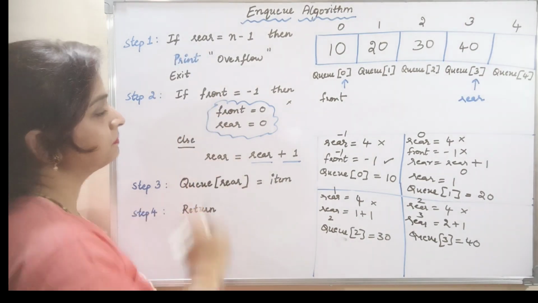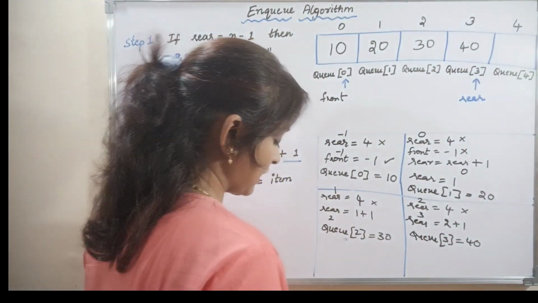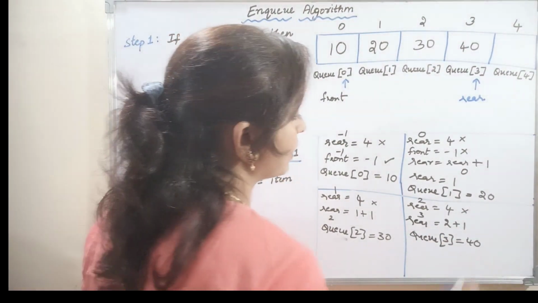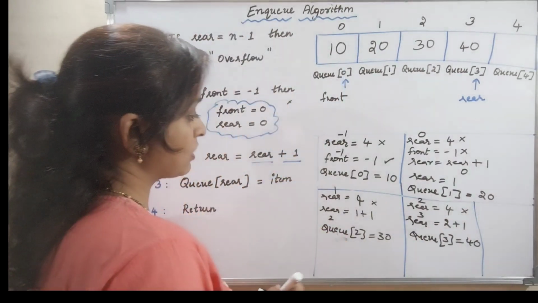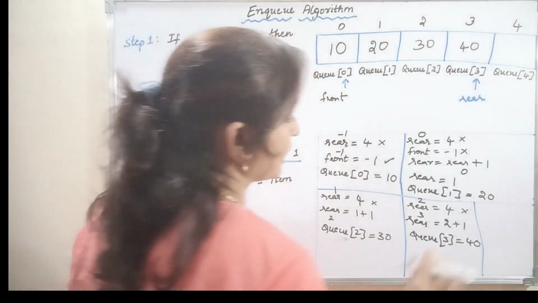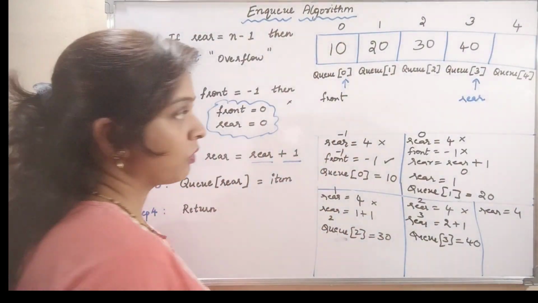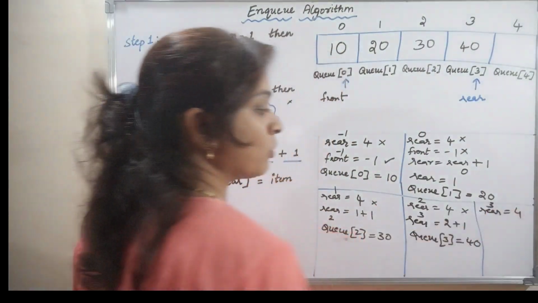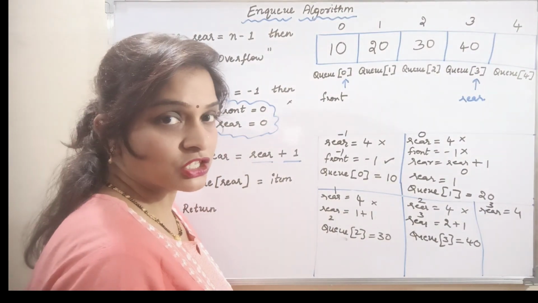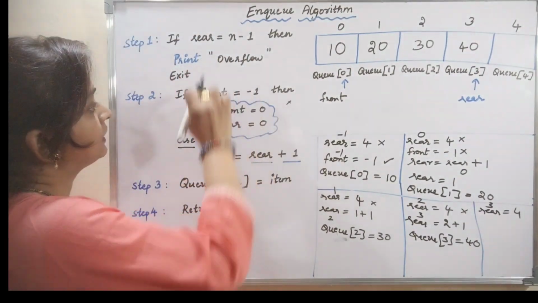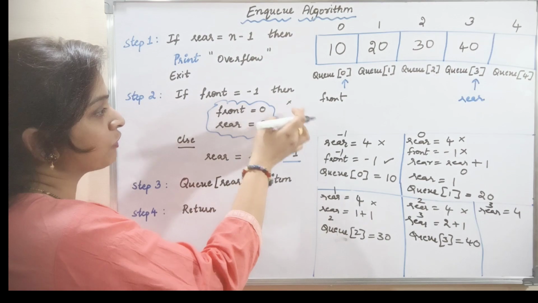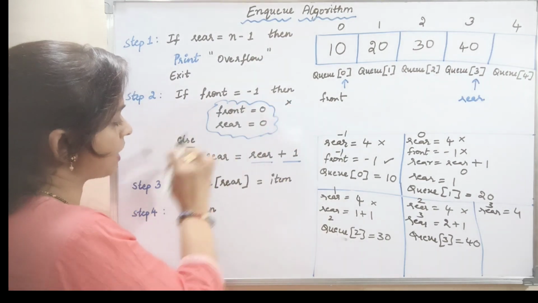Then again return. Once again I need to check rear equal to n minus 1. What is rear? Now rear is 3. Is rear equal to 4? What is rear? It is 3. Is 3 equal to 4? No. Condition not satisfied. Then again come to step 2, is front equal to minus 1. Again no. Come to the else part.